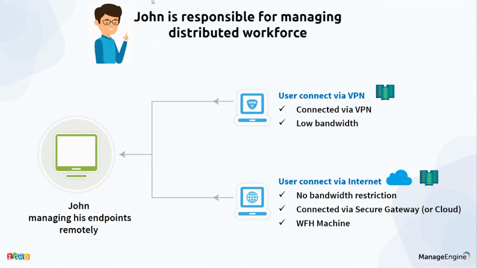There are two types of users John will have to cater to: users who connect to the Endpoint Central server via VPN, and users who are connecting over the internet. Apart from the roaming users, John should also devise a strategy to get the back-to-office machines up and running. Now that the offices are opening up in some parts of the world, IT admins need to check the compliance status of those machines that are getting back to the office. We will be discussing more about this in the upcoming slides.